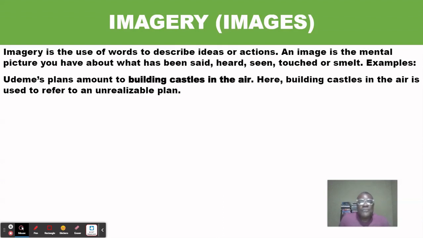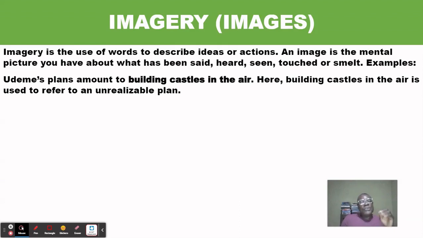Udeme's plans amount to building castles in the air. You see, what picture does this create in your mind? Somebody is building castles in the air. A castle should be a very big house. And then in the air, how can you lay a foundation in the air? So you see, it's something that is really not realizable. So here, building castles in the air is used to refer to an unrealizable project. It's something impossible, okay? Building castles in the air.